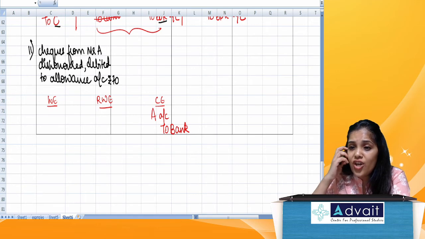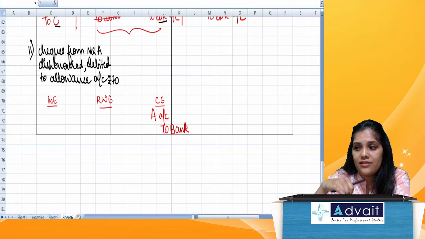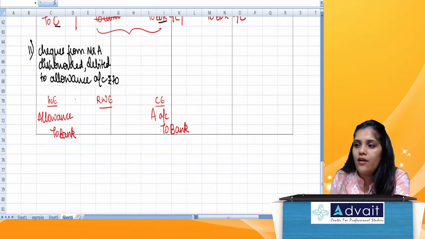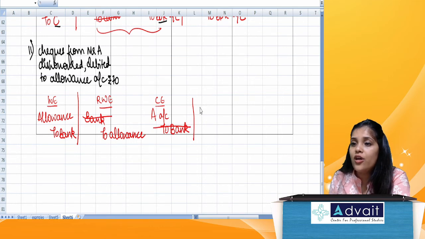Now, instead of debiting A, what have we debited? Allowance. So what wrong entry did we do? Allowance account debit to bank. Now, first what should you do? Reverse the wrong entry, so bank to allowance. Then we should pass a net entry. Now, see, bank debit, bank credit gone. So our journal entry will be A account debit to allowance.